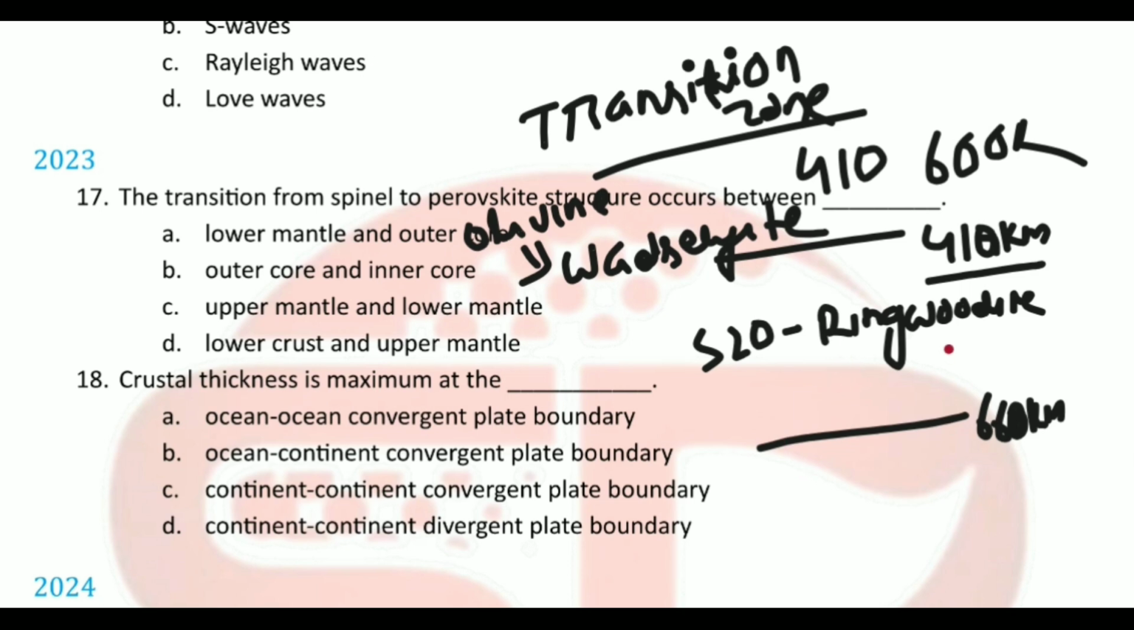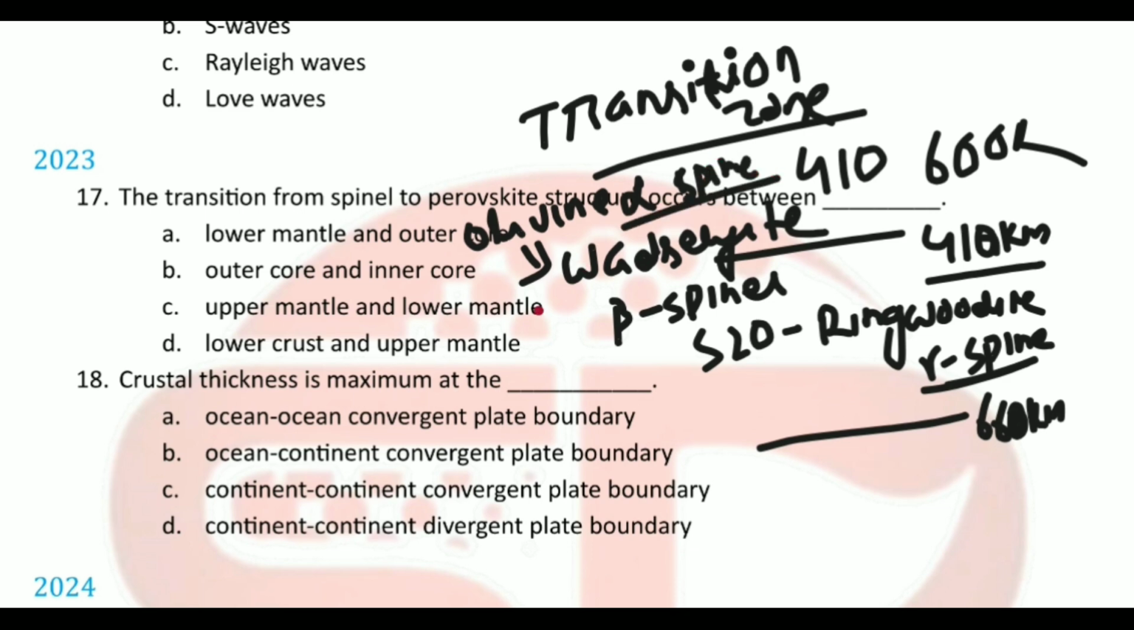Ringwoodite contains the gamma spinel structure. Wadsleyite contains the beta spinel structure, and olivine contains the alpha spinel structure. Spinel is a mineral, and olivine has the same structure as spinel. After 660 km depth, the spinel will convert to perovskite and periclase.